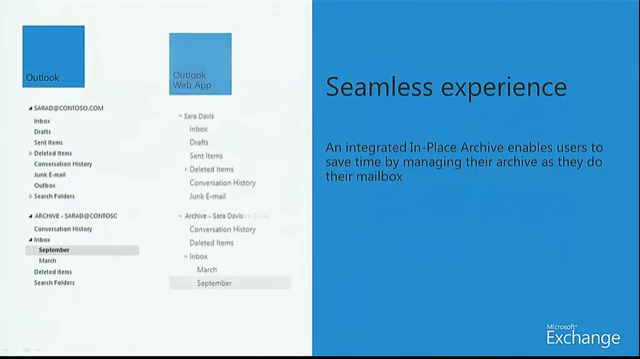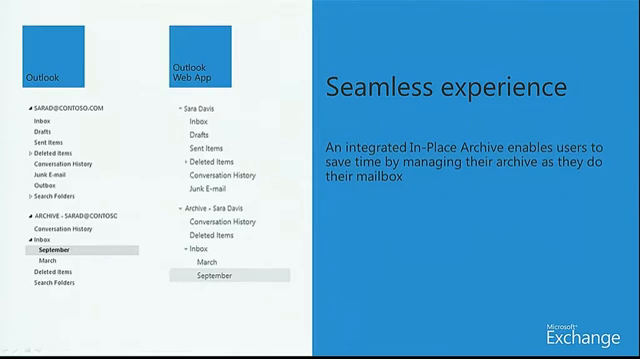Okay, so let's start looking at the product. You can see here that the in-place archive shows up as an extra node on the folder pane of either Outlook or OWA for the end user. And it looks just like a PST does. The hierarchy is exactly the same. And you can see that the user interface, the user experience, is actually the same, right?